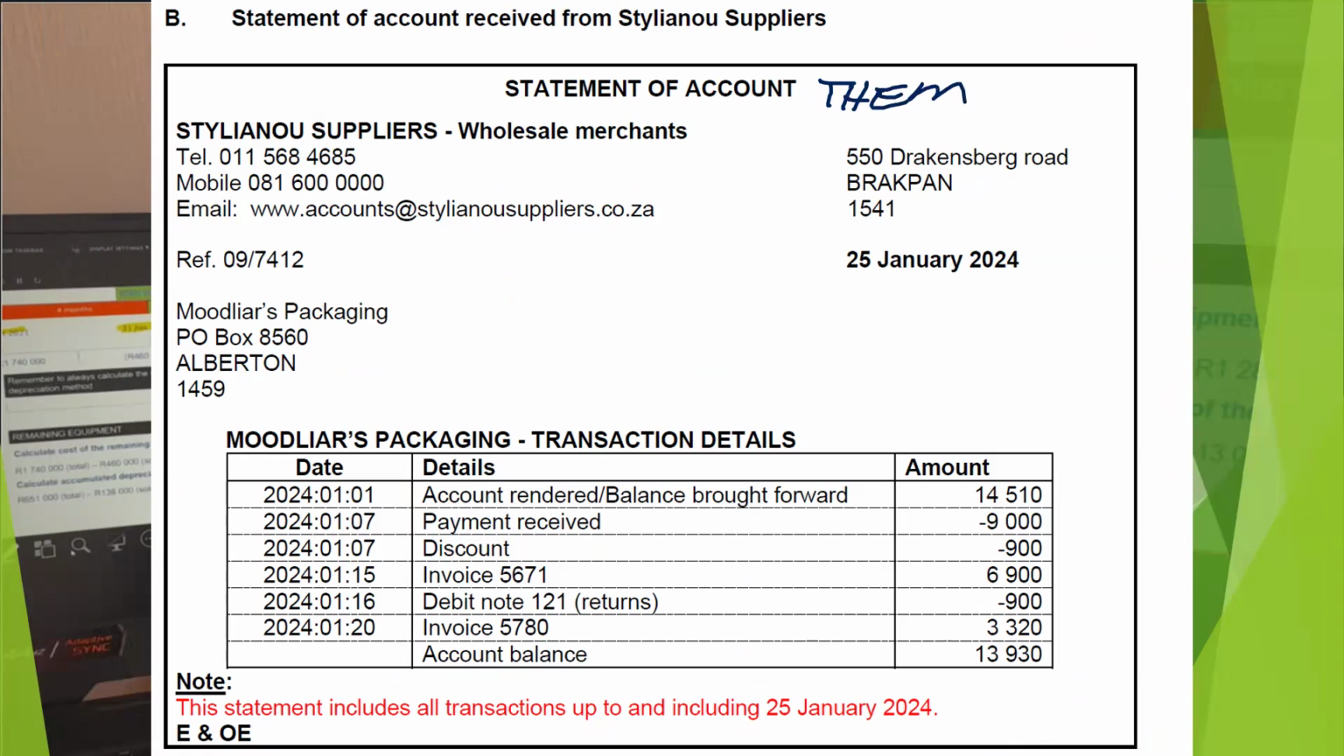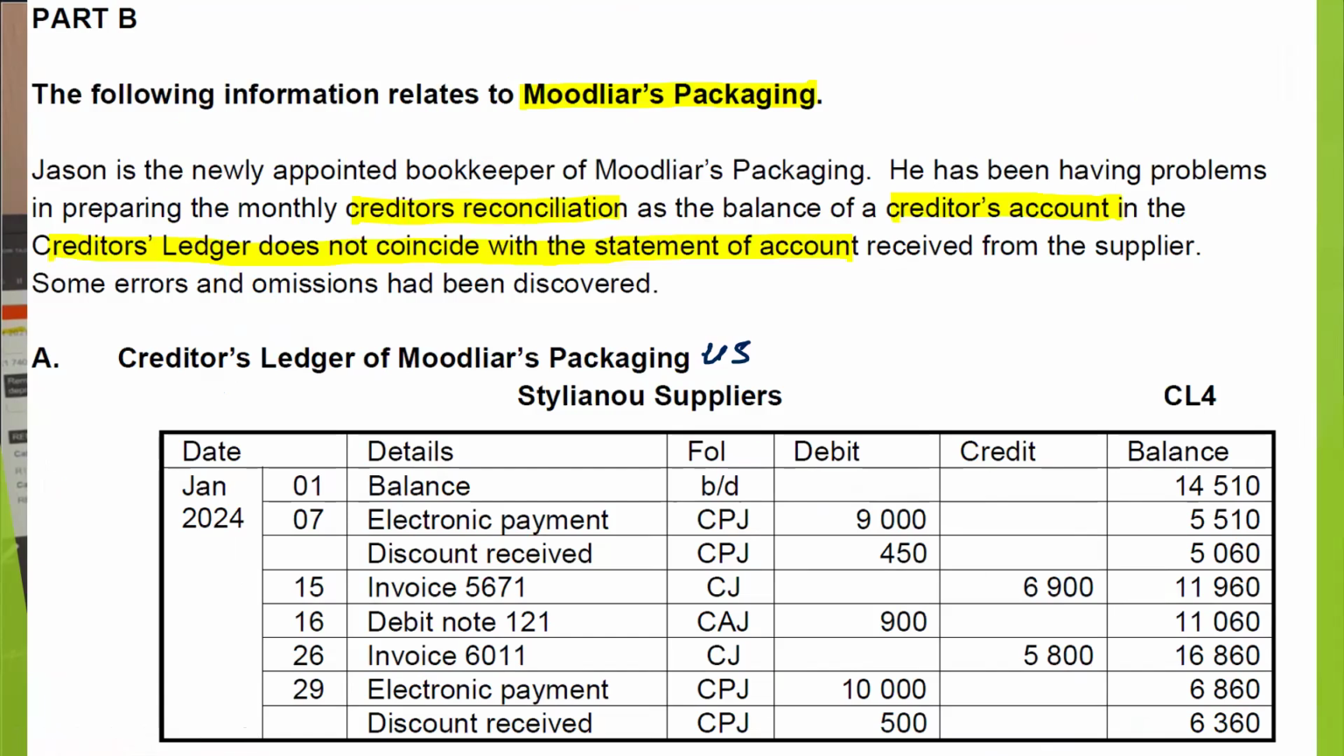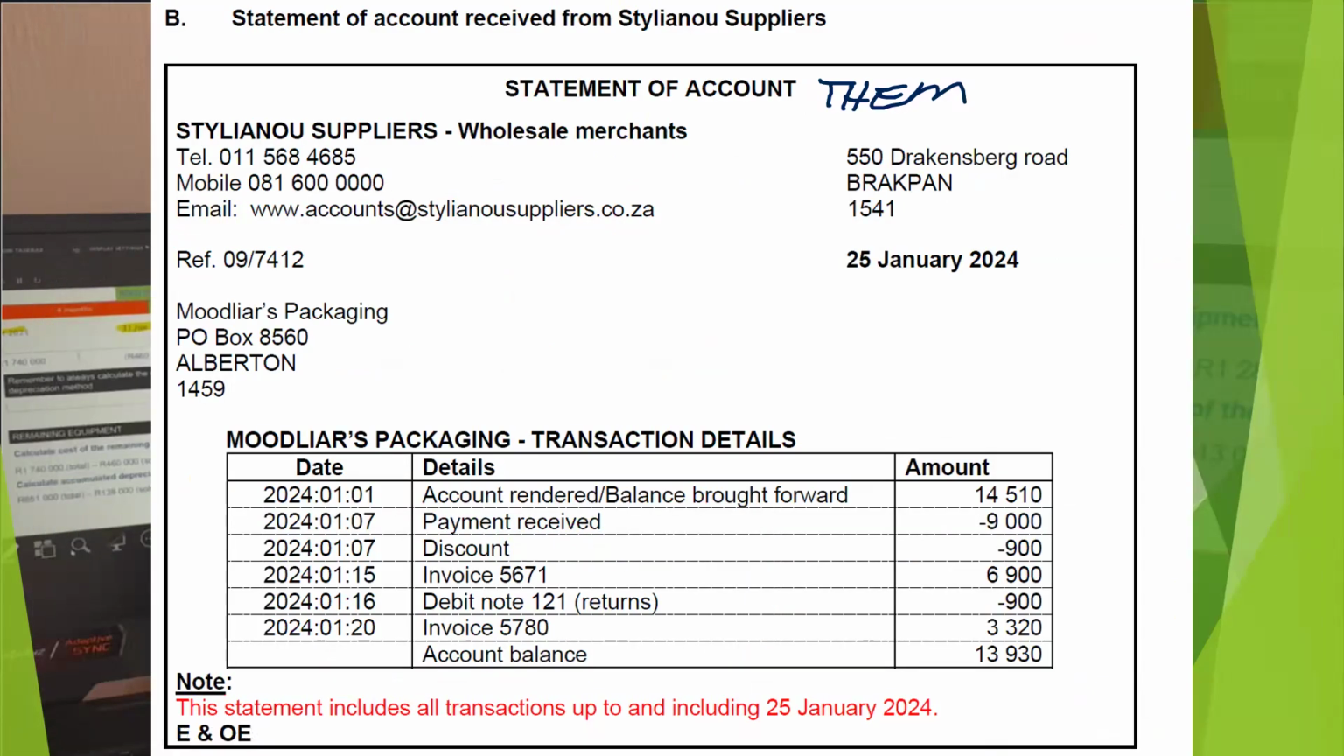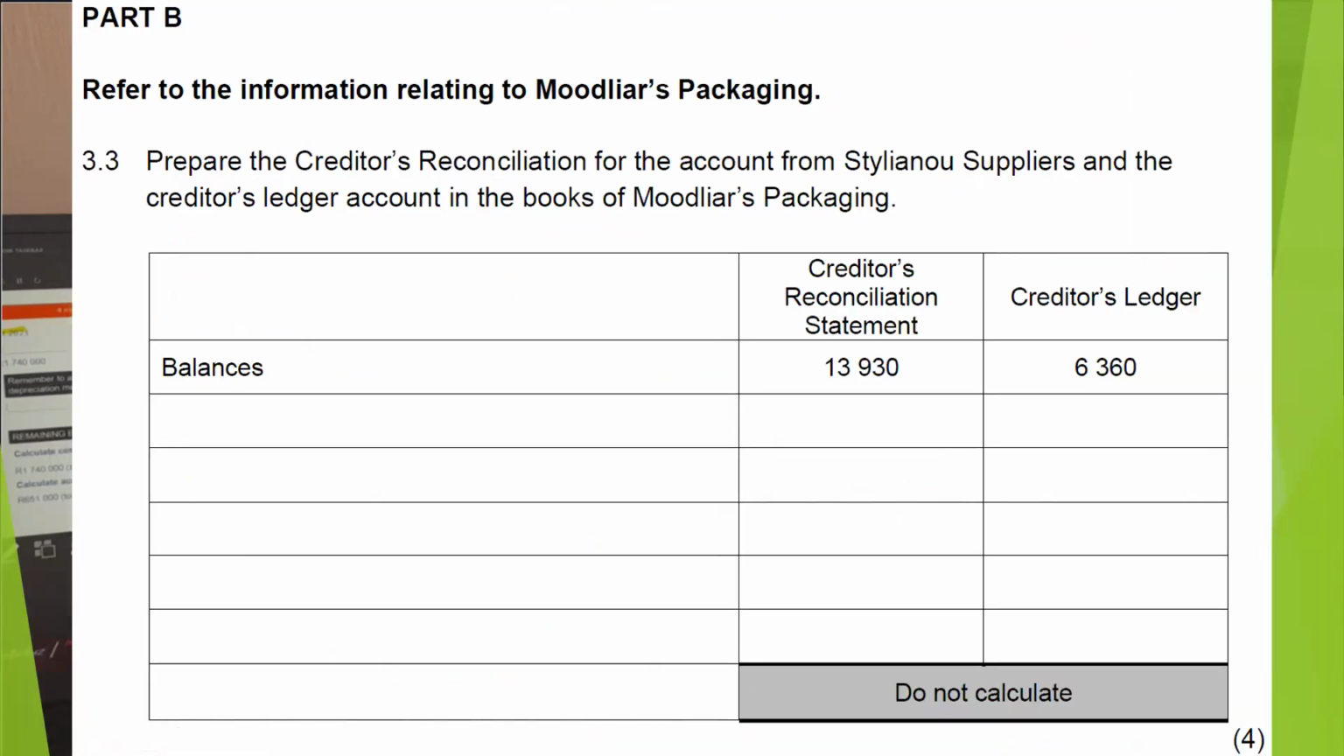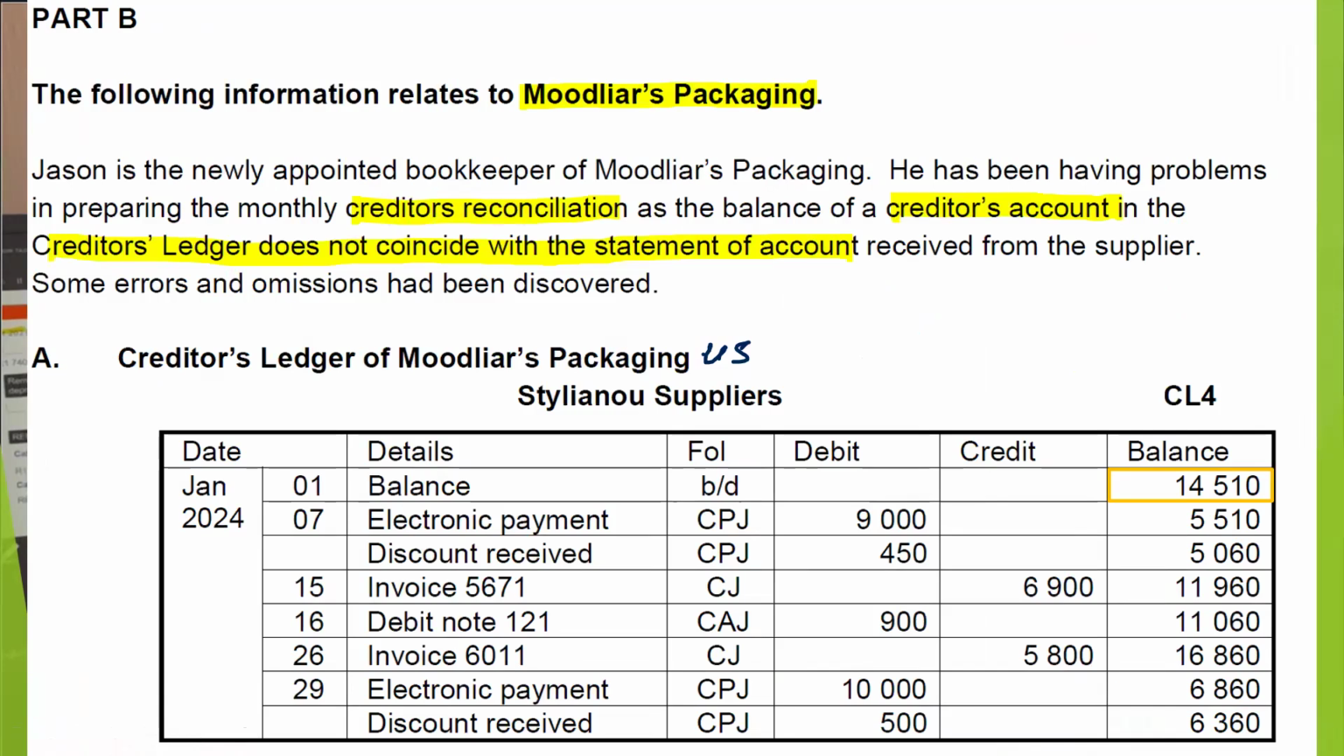When you compare these two, you will start from where the balances are the same. And you will notice that the balances are the same over here and they're the same over there. You start comparing from there. What about the closing balances? What do you do with the closing balances? You actually put them there as balances if they're not there already. And then do your comparison.